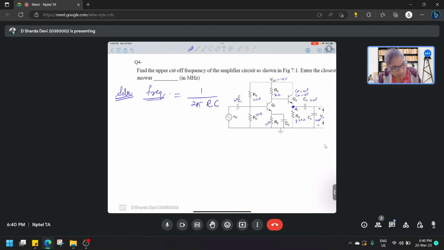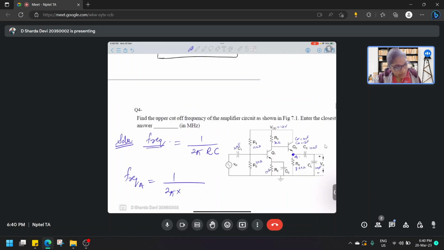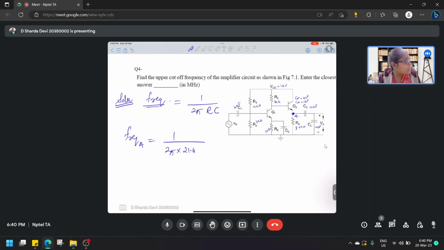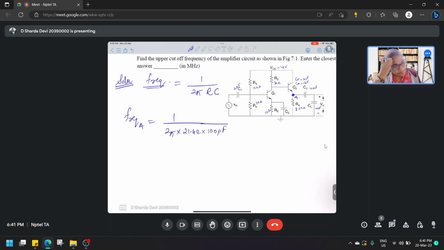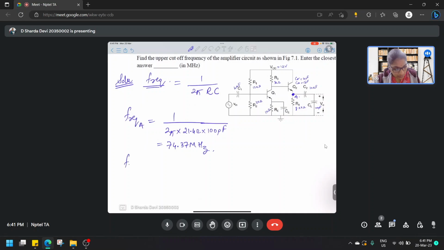Node A, let's say. So for here, the frequency at A will be 1 upon 2 pi into R0 into CL, right? So R0 we have already calculated, it is 21.4 ohms, and CL is 100 picofarad. So we will get, and this is around 74.37 megahertz. Now, which else is the node which can contribute to this node, right?